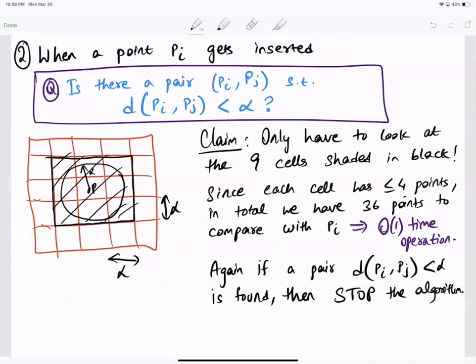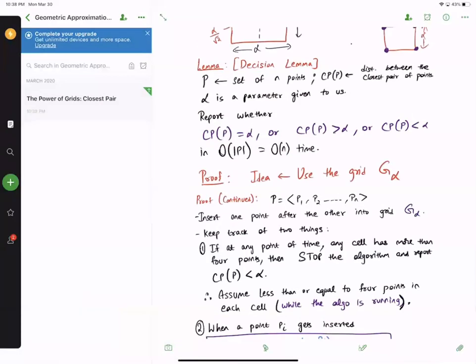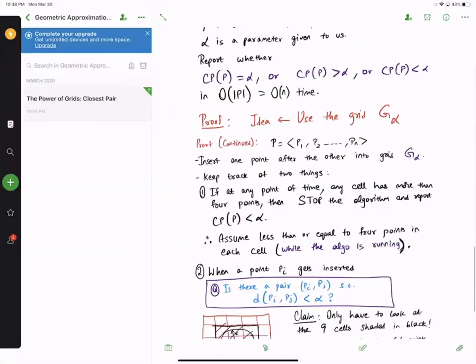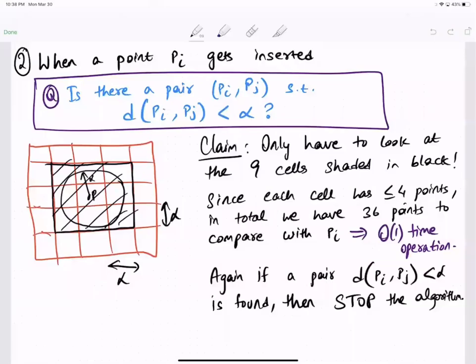If this doesn't happen, then just keep continuing the process, right? You just keep inserting one point after the other, and just keep track of the two things that I mentioned here. The first thing is this: if there's any cell which contains more than 4 points, then stop. Else just keep inserting one point after the other. Just keep track of this one thing and this second thing here.